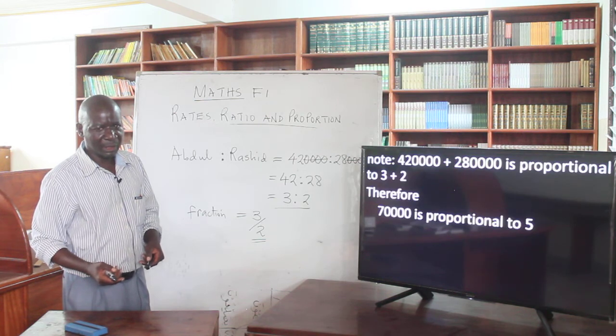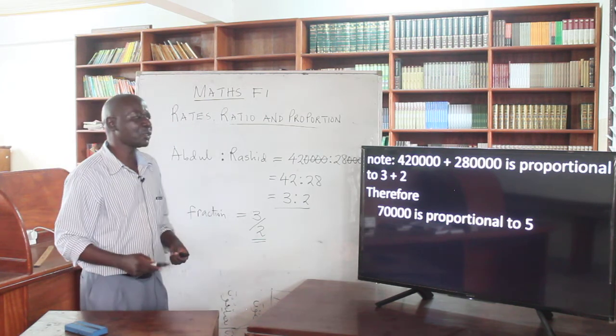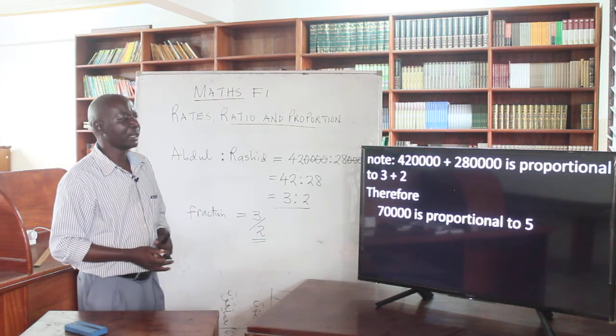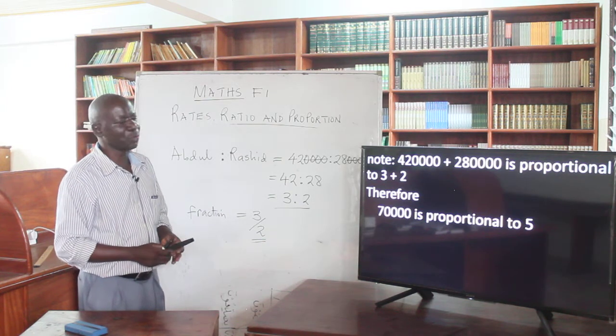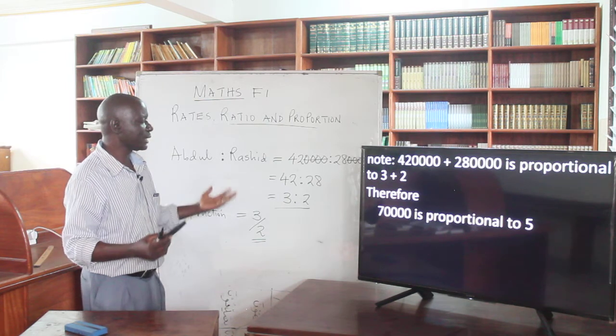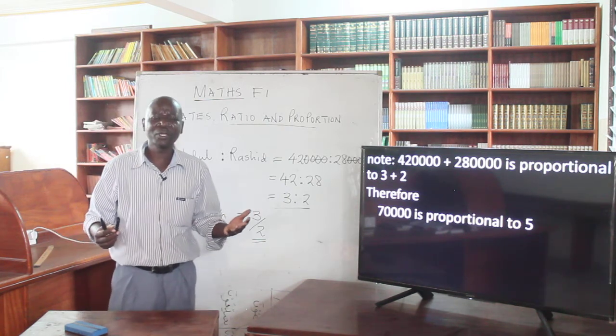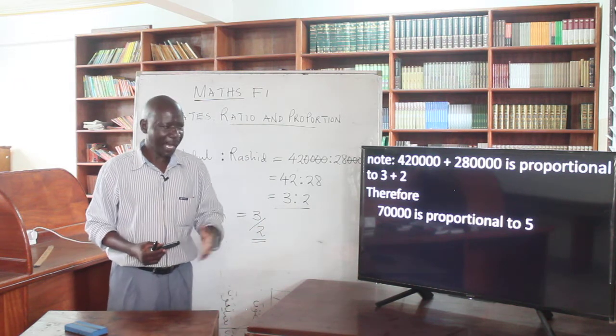Therefore, how do we... But before we look at the other examples, I want to note something here. When you have a ratio, the total quantity represents or is directly proportional to the total ratios. And it is given here.